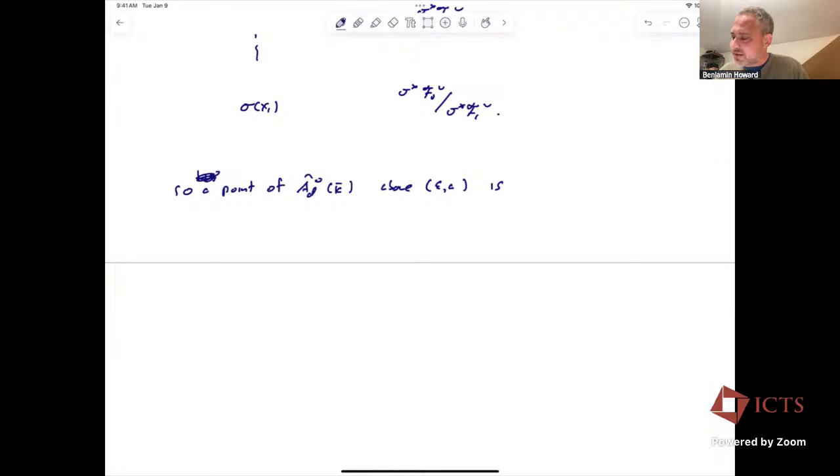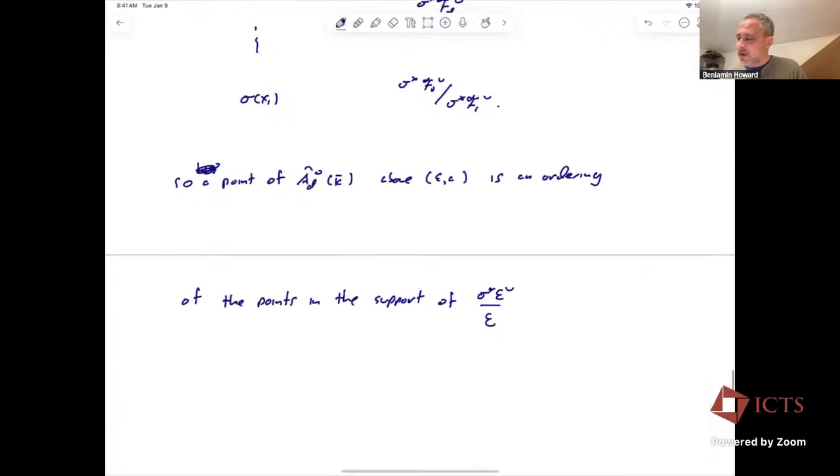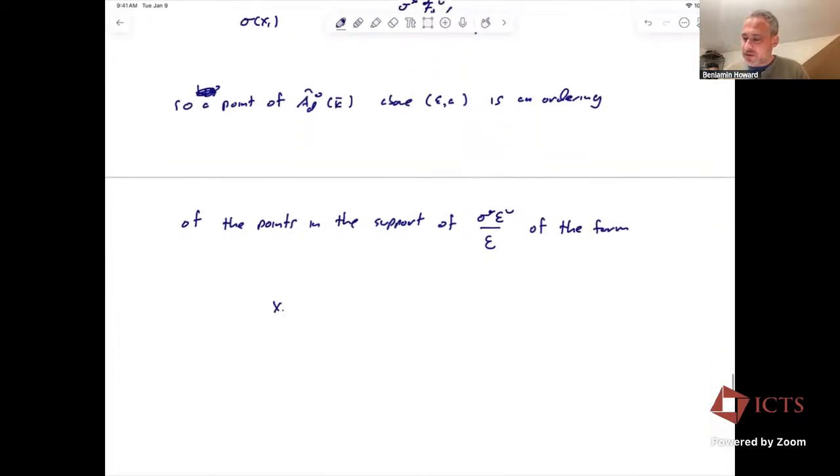Well, a point is an ordering of the points in the support of this little tiny torsion sheaf, but not an arbitrary ordering of the points. It's required that when you order them, you list D of the points, but in those first D things, no point is ever conjugate to any other point. And then you list all the conjugates.